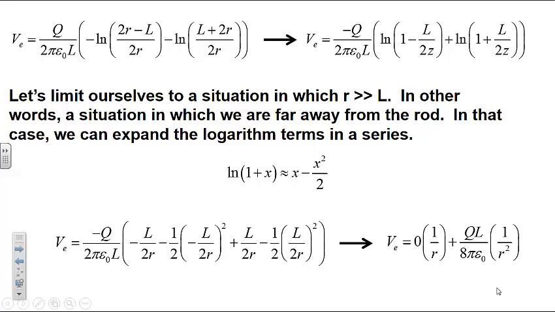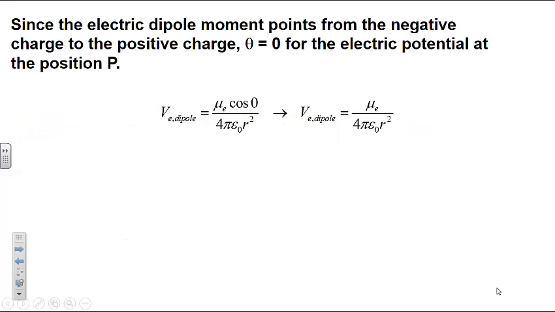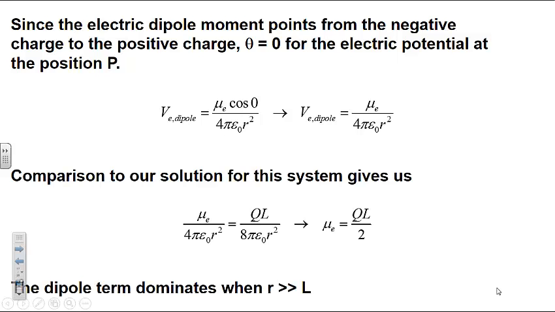The leading non-zero term is the electric dipole term. We can determine the value for the electric dipole moment by comparing this result to our general expression for the electric dipole term. From this comparison, we see that the magnitude of the electric dipole moment for this system is q times L divided by 2.